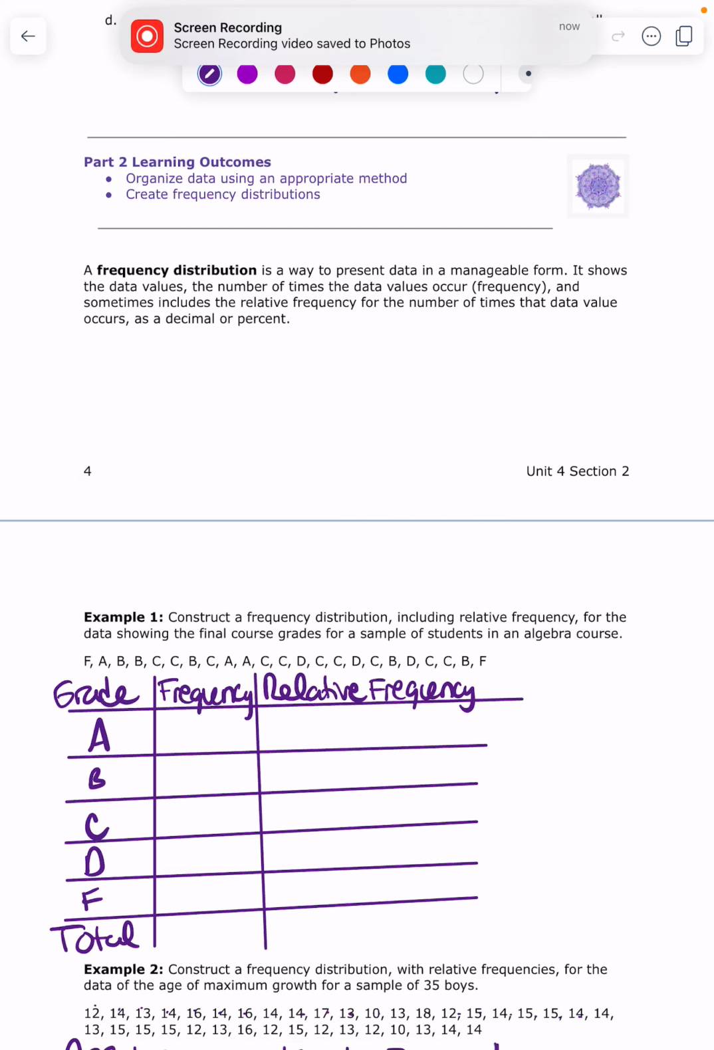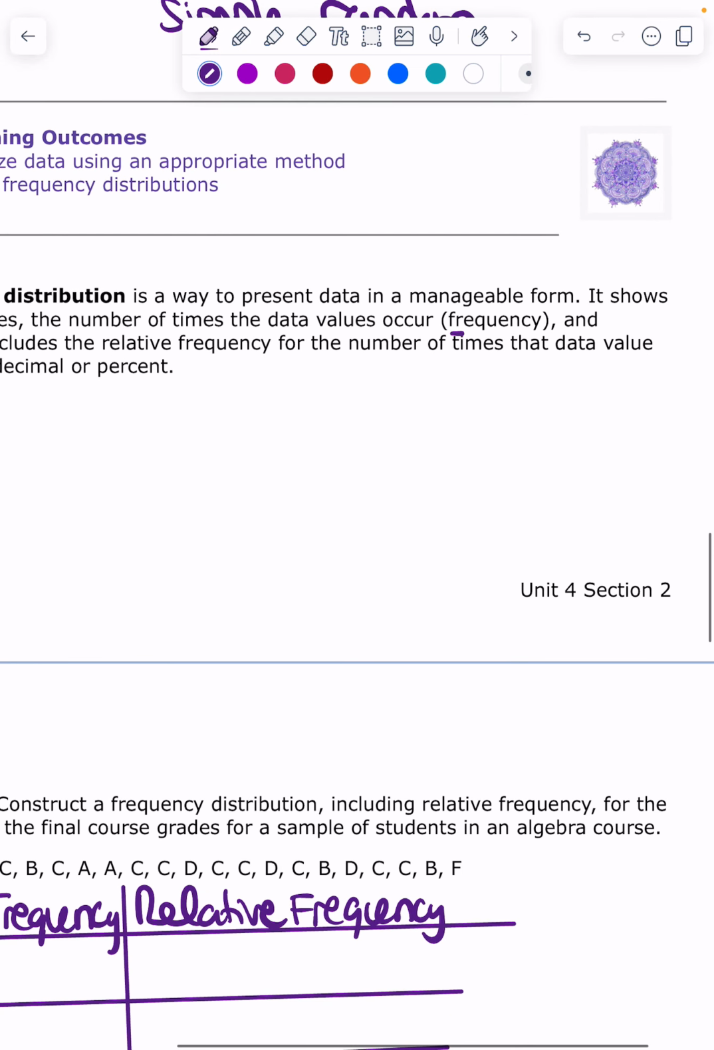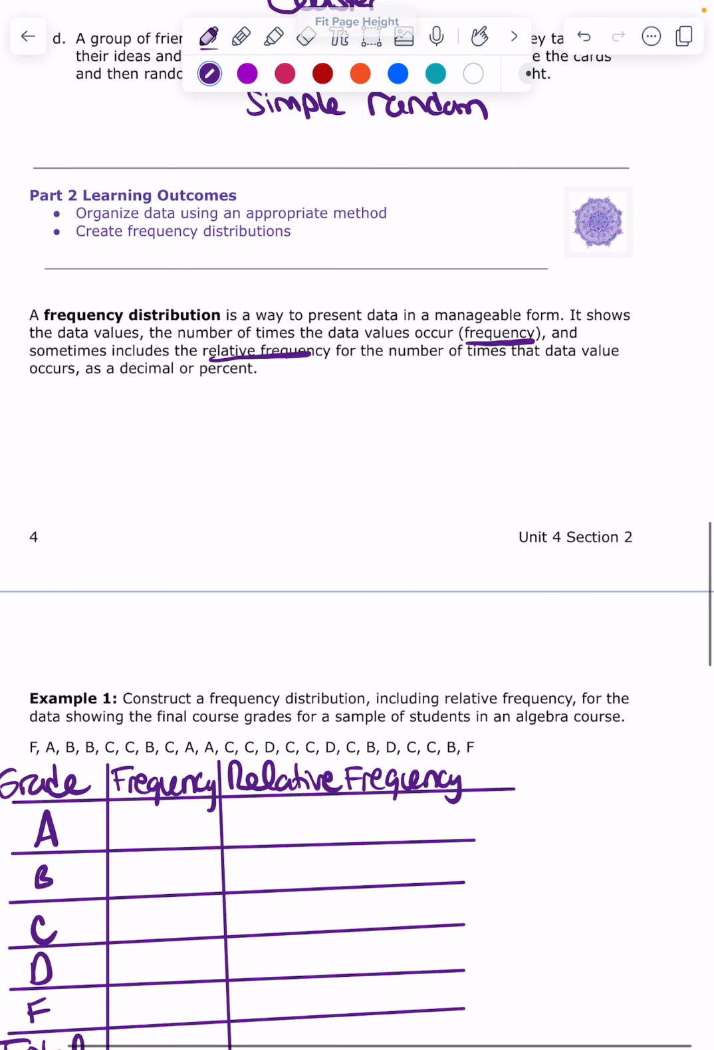Of statistics, part section 1. Frequency distribution. A frequency distribution is a way to present data in a manageable form. It shows the data values, the number of times the data values occur, also known as frequency, and includes relative frequency for the number of times that data occurs as a decimal or a percent.